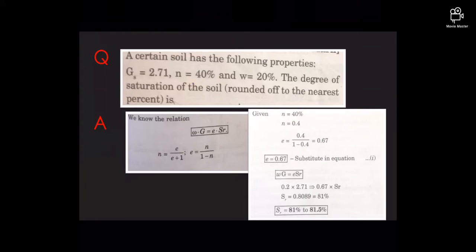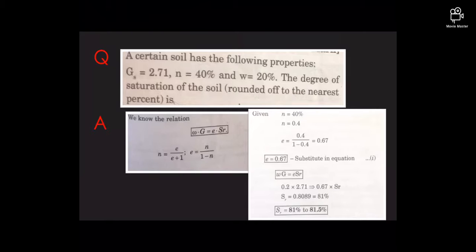So the first question we are discussing is: a certain soil has the following properties. G is equal to 2.71, n is 40 percentage, w is 20 percentage. The degree of saturation of the soil. So here specific gravity, porosity and water content are given in the question. So we have to find the degree of saturation of the soil.